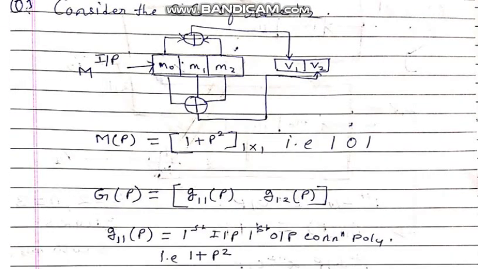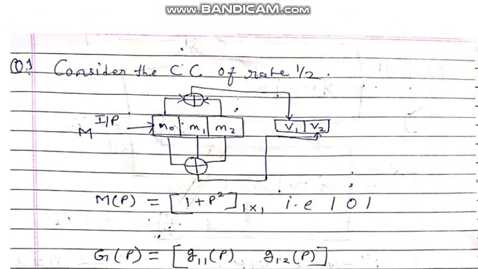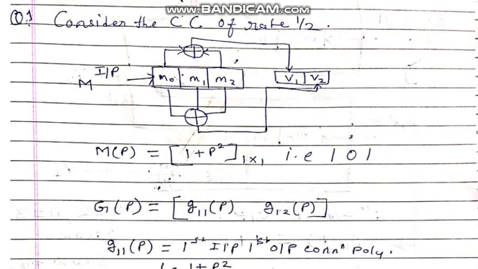Let us take one example. Here you can see a convolutional coder of rate 1 by 2. Here we have one input and two outputs. Now how to write the message polynomial? If the message is 101, we will write it as 1 plus p square, because the message is of 1 bit. So the matrix size will be 1 cross 1, and we write the polynomial 1 plus p square in this particular matrix. Now coming to the generator polynomial G(P).